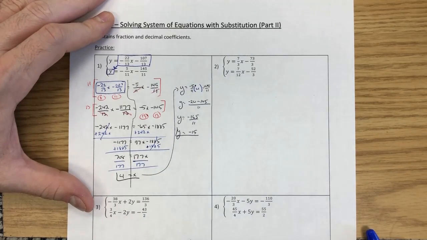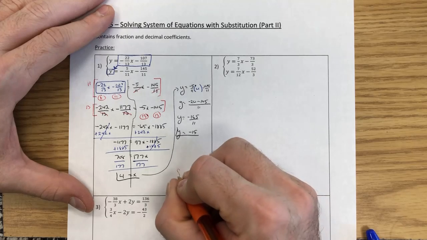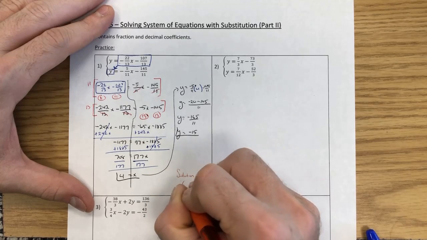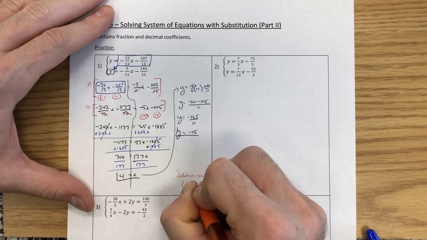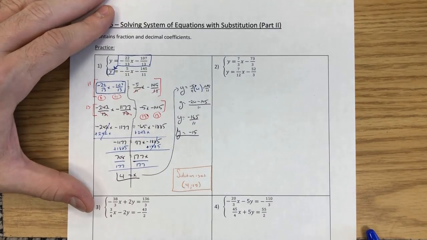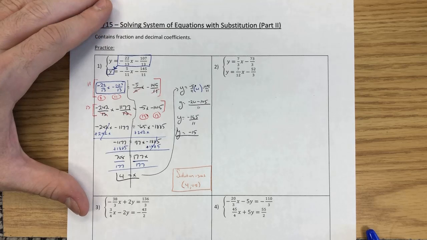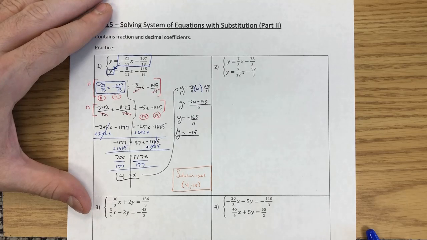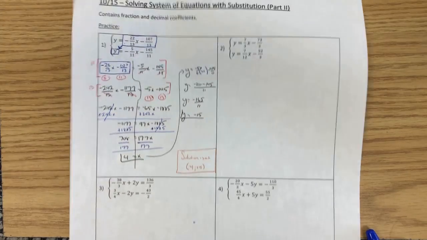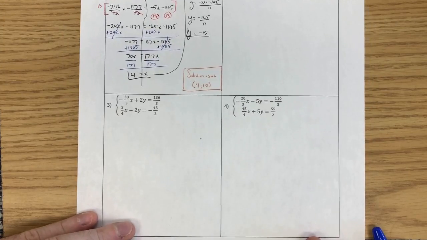Let's do this in orange. So our solution is at 4, negative 15. Perfect. And so we notice that the process isn't any different than what we've been doing. So let's try one that's in a slightly different format.